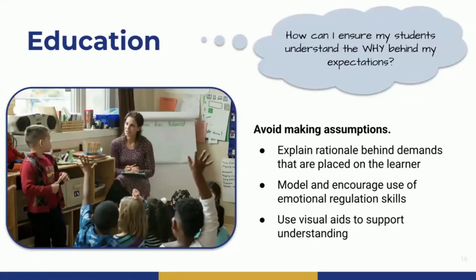Ask yourself, how can I ensure my students understand the why behind my expectations? For example, explaining when you can, your rationale behind a demand to your learner will help you become a more predictable relationship in their life. Explaining the why behind big feelings or different emotional regulation skills can help validate the learner's experience and help them feel less isolated in their experience. Having visual aids around the classroom can further support a student's understanding.